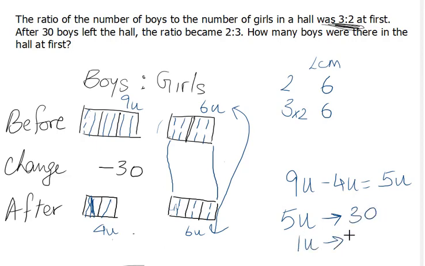So 1 unit gives you 30 divided by 5, which is 6. So 1 unit anywhere here, because right now we have all of them of the same unit sizes, is 6, either boys or girls. The question says how many boys were there in the hall at first. At first there were 9 units of boys, which is 9 times each unit, which is 6, so 54 boys.